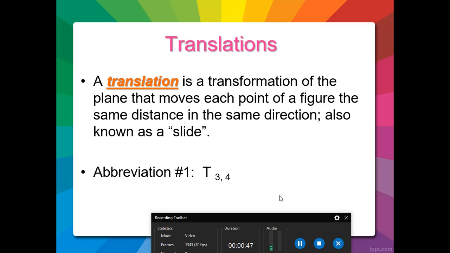We have 2 types of abbreviation. The first one is the one that most people enjoy. It's very simple. We use capital T for translation, and the rule on how to move the object is listed in a subscript. Don't put parentheses around this. This is not an ordered pair. It's directional left and right or up and down.